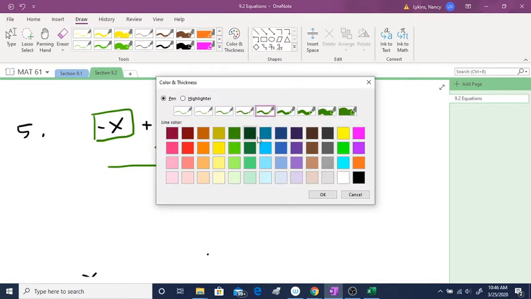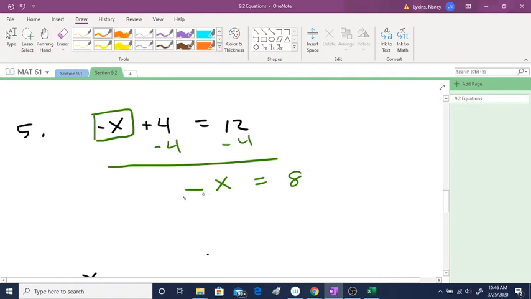So what I want us to think about now is to treat that negative x as a negative 1. So that's negative 1 times x. You do the opposite by dividing. You get x equals 8 divided by negative 1, which is negative 8.